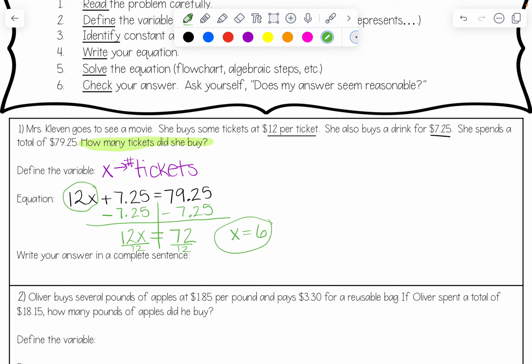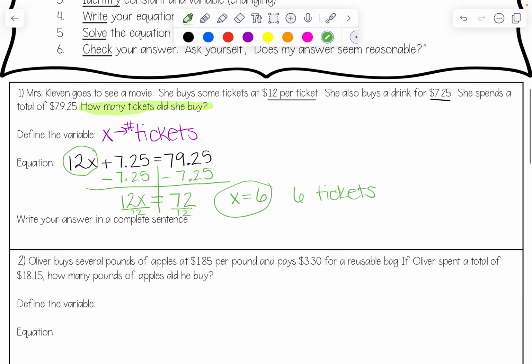Now we're going to see if my answer seems reasonable. Let's look back at what we solved for. We were solving for the number of tickets. So if I say x is 6, that means 6 tickets. A good practice is to think of your solution in a complete sentence as well. So I can say, Mrs. Cleben was able to buy 6 tickets.